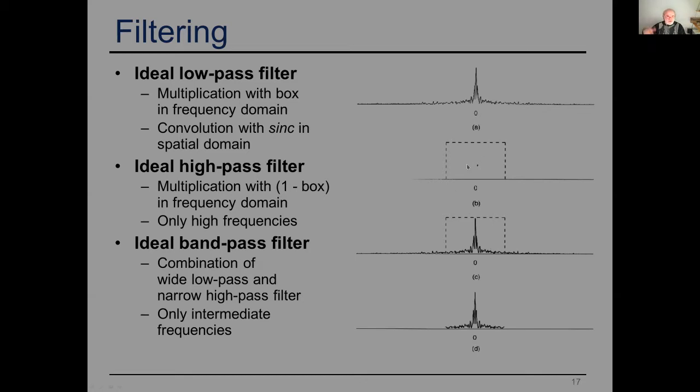Now, if we wanted to do that operation in the Fourier space, which we could do, we would have to do a convolution with a sinc filter, whereas here we were doing a product. There's also a high pass filter, which is essentially the inverse of the low pass filter. So essentially you use 1 minus the box function. You cut out all the low frequencies and only leave the high frequencies. That essentially corresponds to an edge filter, right?